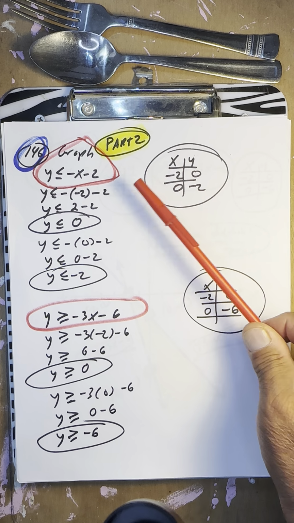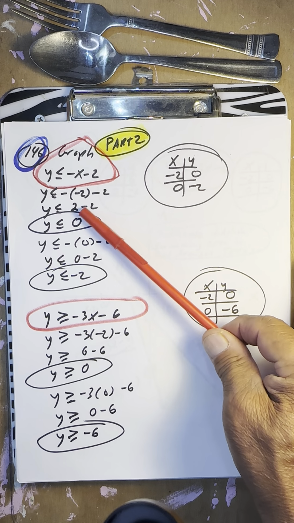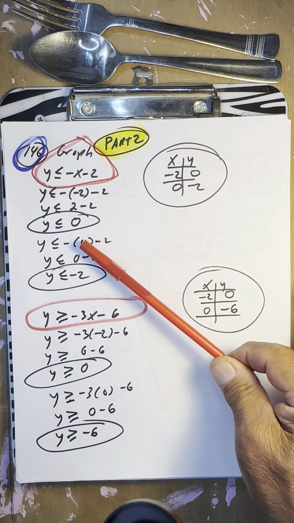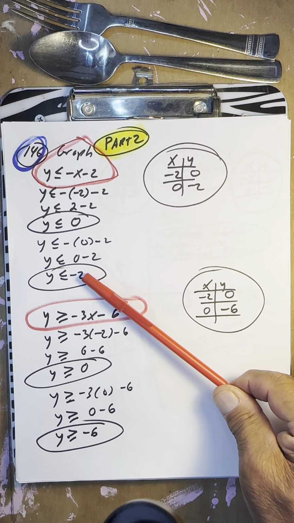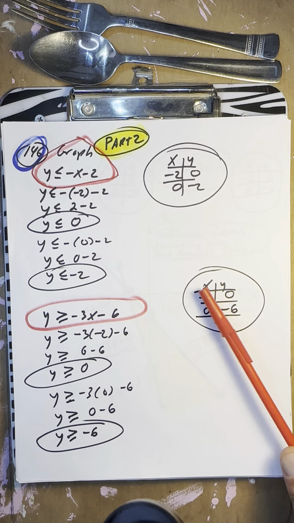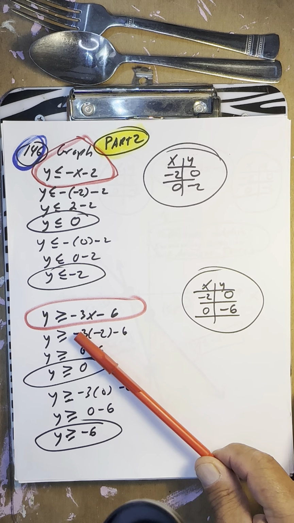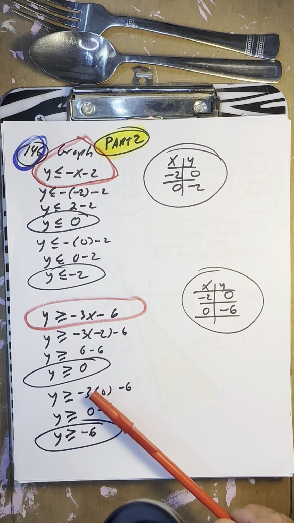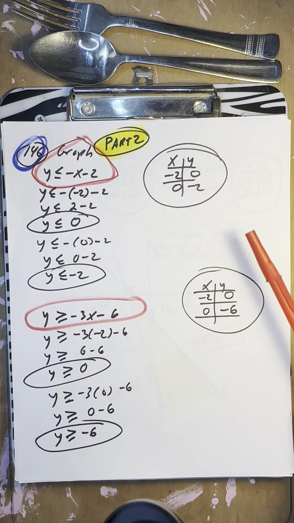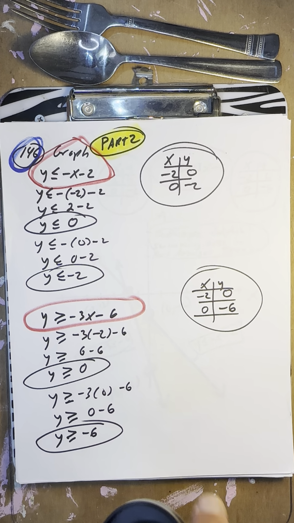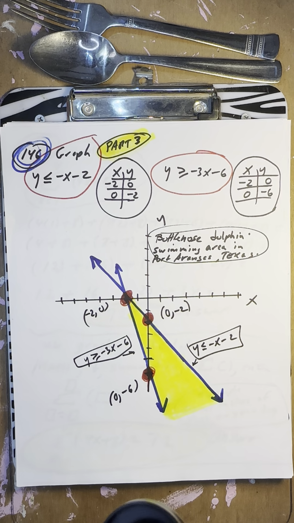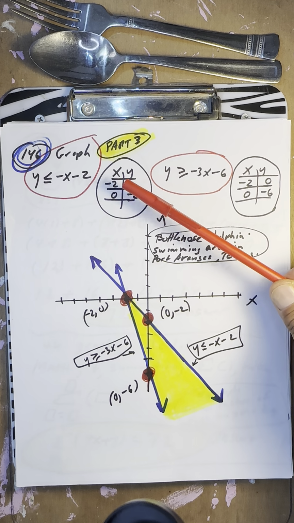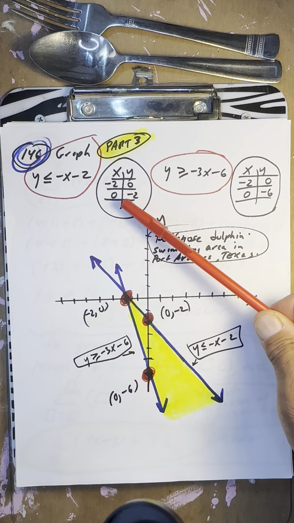First one, put a negative 2 in there. Negative is positive. 2 minus 2 is 0. Put 0 in there. 0 minus 2 is negative 2. This one, negative 2 times negative 3 is 6, minus 6 is 0. And then put a 0 in there, and that's 0 minus 6, negative 6. So we got points. We're going to graph these. So we have (negative 2, 0) and (0, negative 2).